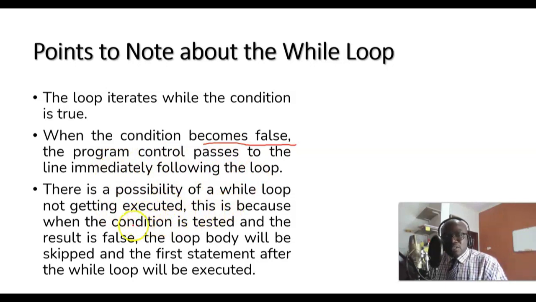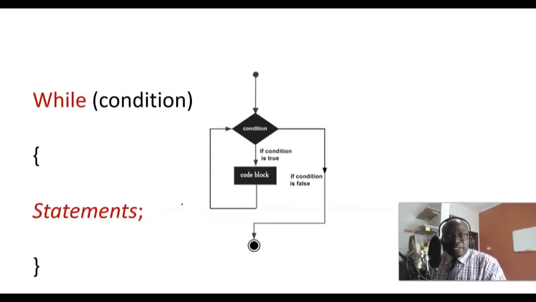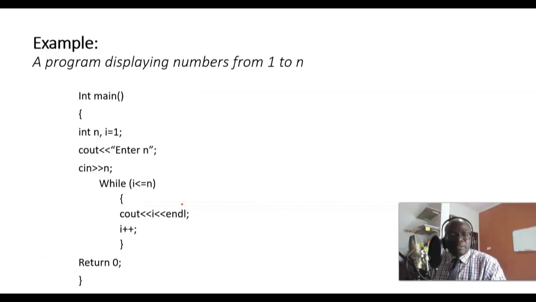This is because when the condition is tested and the result becomes false, the loop body will be skipped and the first statement after the while loop will be executed. Okay, so now let us see how we can execute this while loop, and I will write a program.